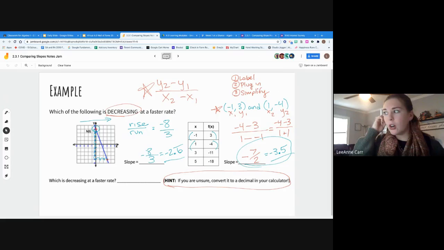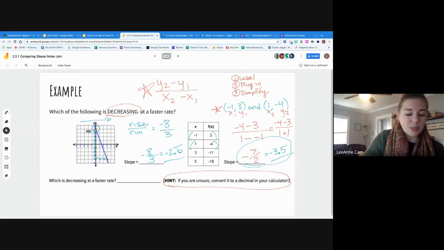Now, when we name it, though, we're not going to call it the first one or the second one. We're not going to call it the table or the graph one. We said before, just like us and just like our basketball players, our functions have names. And these ones are named for us. They told us that the table one was named f of x, and the graph one was named h of t.